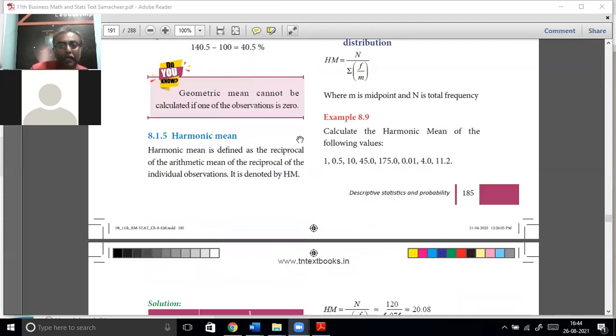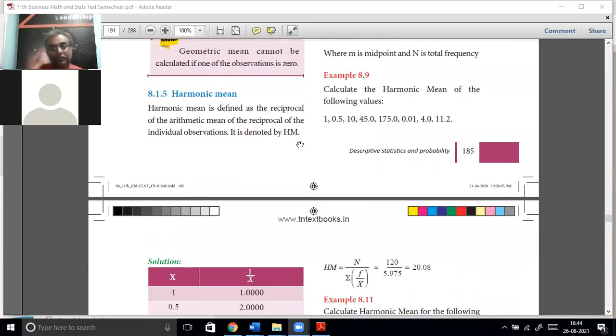Now let us go for harmonic mean. Harmonic mean is a slightly different thing. See, the definition looks very complex, but it's very simple. Harmonic mean is defined as the reciprocal of the arithmetic mean of the reciprocal of the individual observations. Now, that looks very complicated. Okay. First, what you have to do, go from inverse.